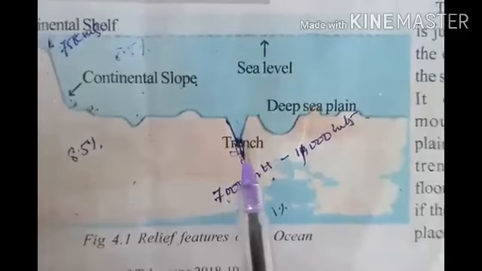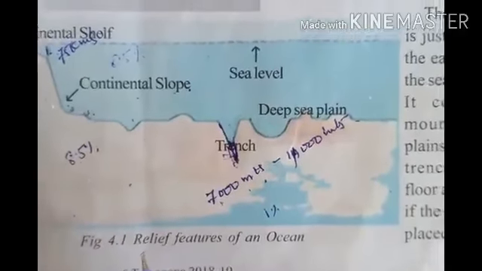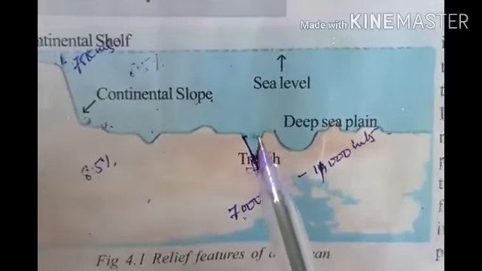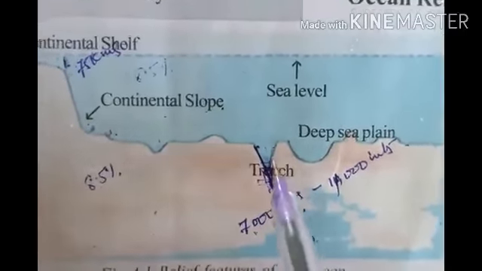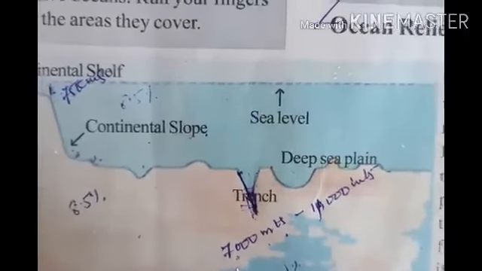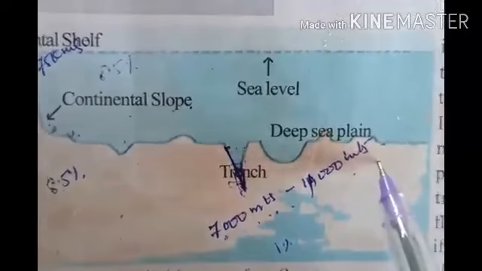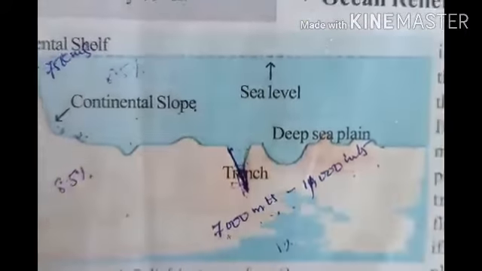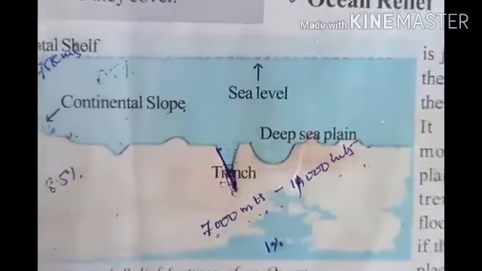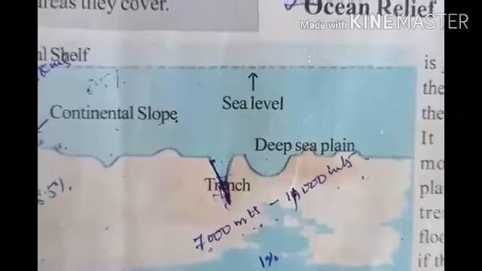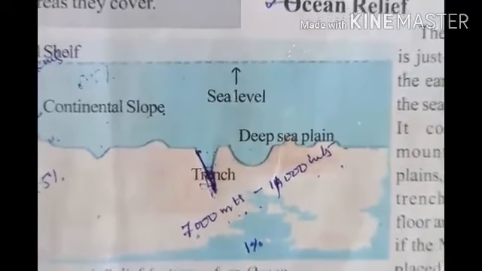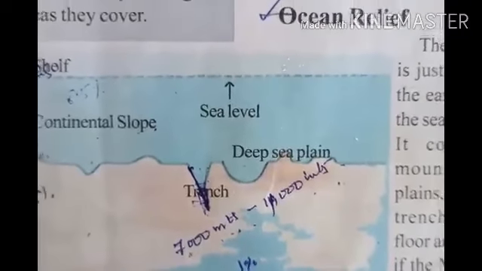And finally, ocean trenches. The trenches are long, narrow depressions in the ocean floor. These trenches reach from 7,000 meters to 11,000 meters below sea level. They occupy 1% of the total surface area of the ocean floor. Mostly, trenches are abundant in the Pacific Ocean.